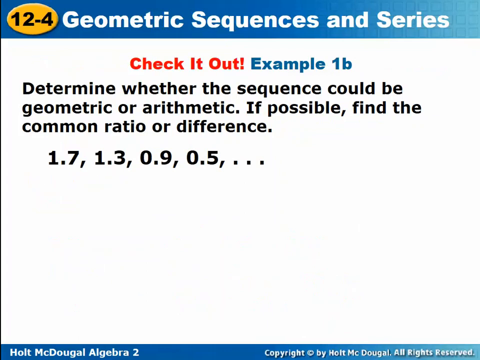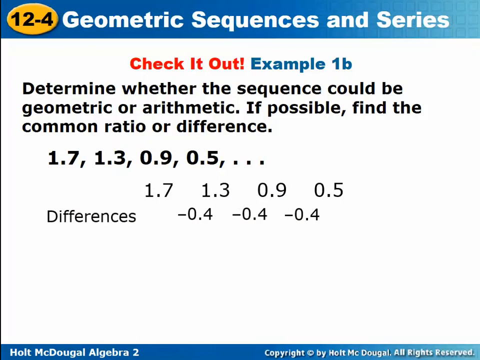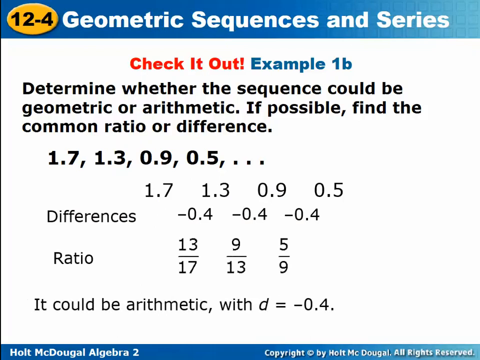This is just another example for you to try, so pause the video, see what you get if this is arithmetic or geometric. Okay, so you should have found that there was common differences, so therefore this is arithmetic with a common difference of negative 0.4.